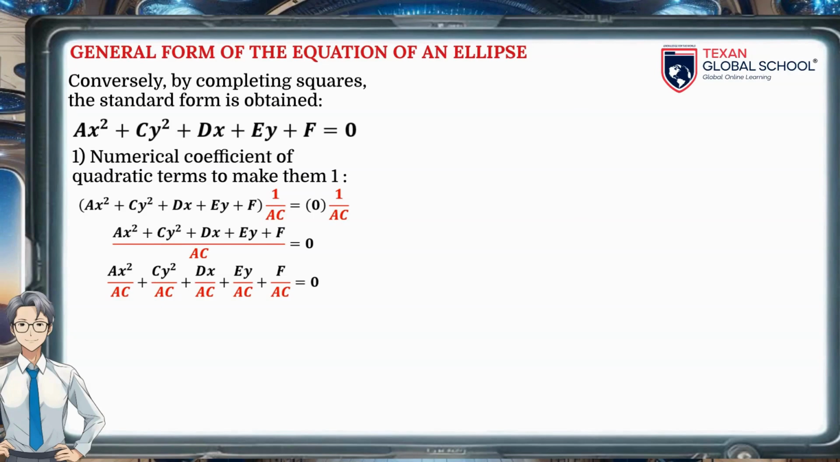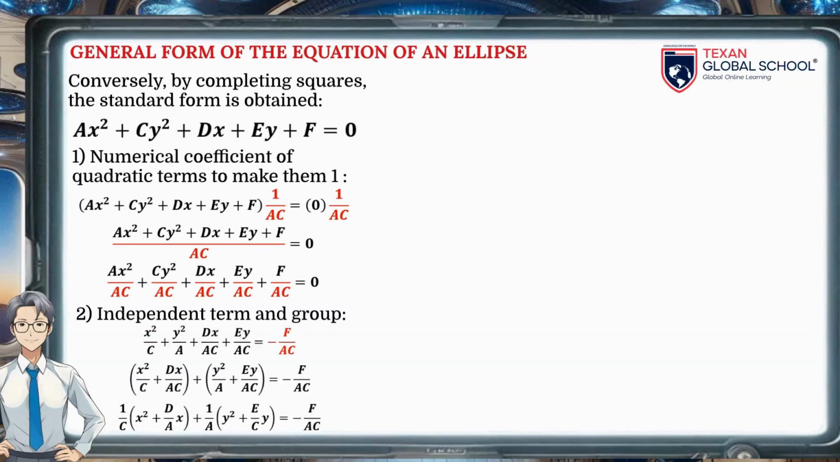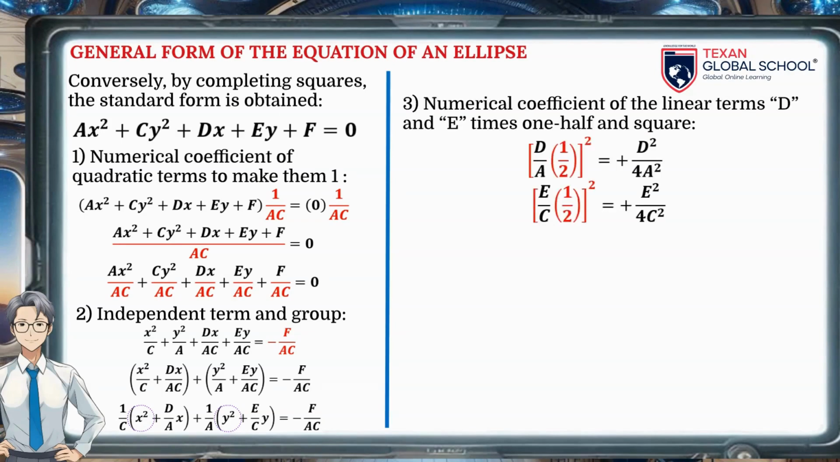Now send the independent term to the right side of the equation, and then group. Then factor to begin assembling the perfect square trinomial, leaving the quadratic term with a coefficient equal to 1. Then, multiply the numerical coefficient of the linear terms d and e by 1/2 and square the result. Then, add the values obtained on both sides of the equation.